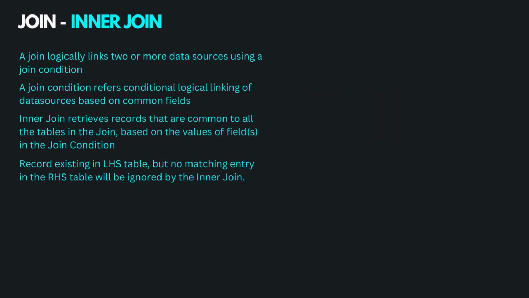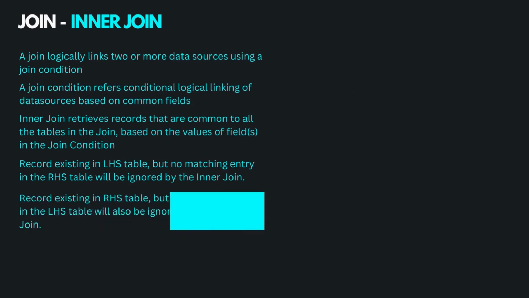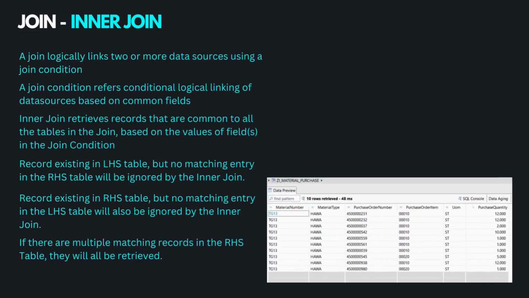Vice versa, if the join condition field has a certain value in the right-hand side table, and there is no match for this in the left-hand side table, it will also not be retrieved. If the join condition field has a certain value in the left-hand side table, and there are multiple matches for this in the right-hand side table, all of them will be retrieved.